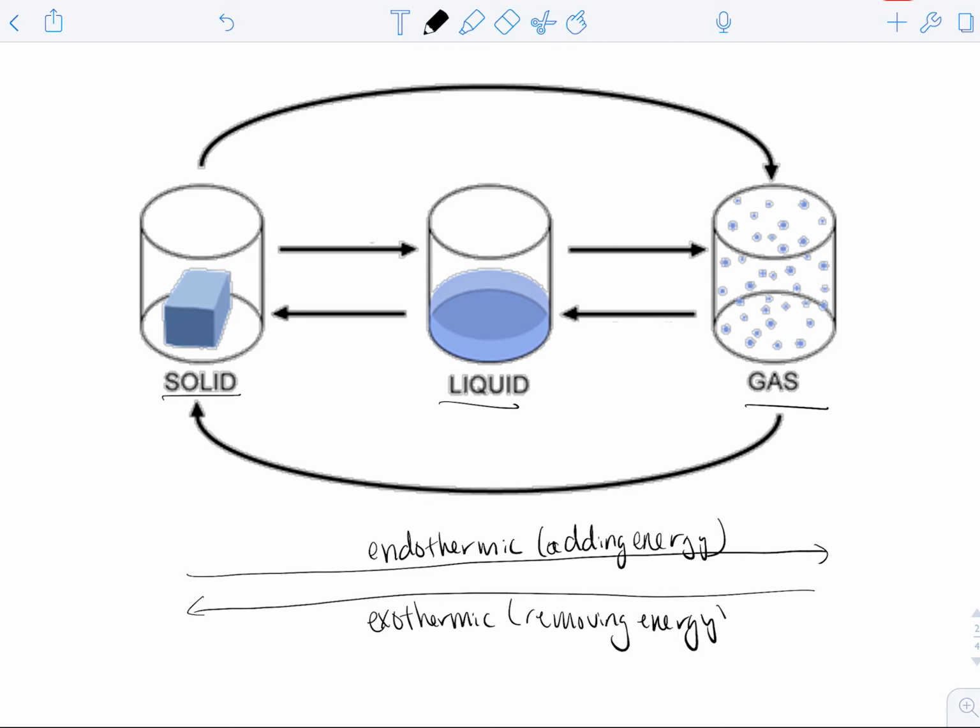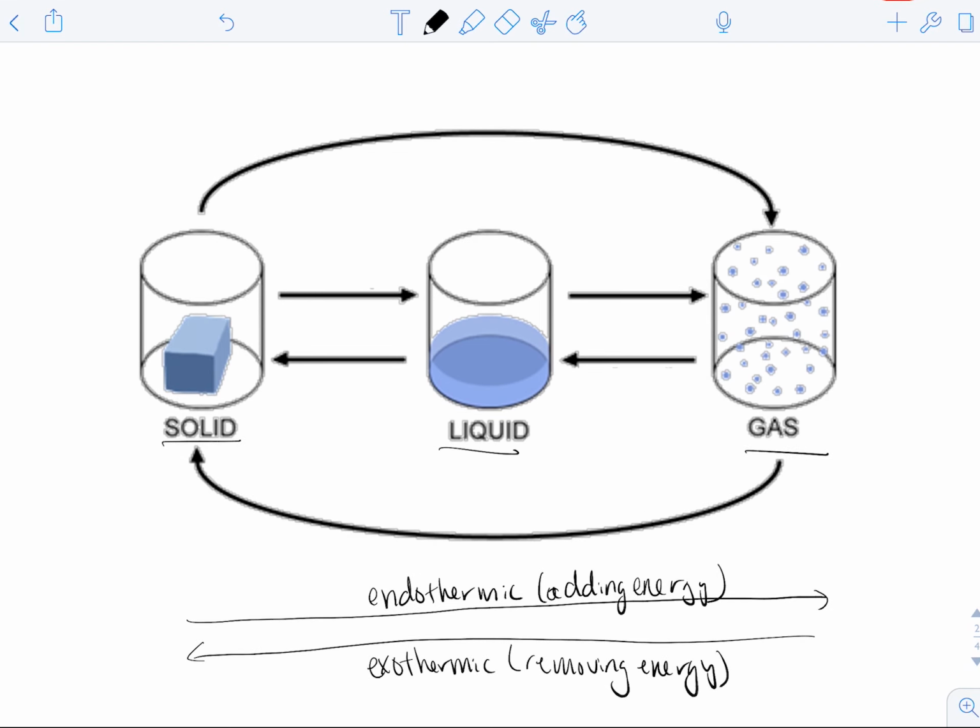So keep in mind the sign for endothermic is always going to be positive. We're going to be adding into our bank of energy, and exothermic will be negative, removing from our bank of energy. Okay, so first let's look at going from a solid to a liquid. That is called melting. And then going from a liquid to a gas is called evaporation.